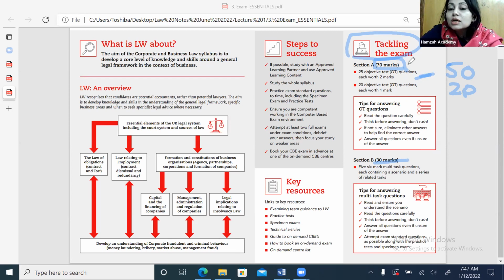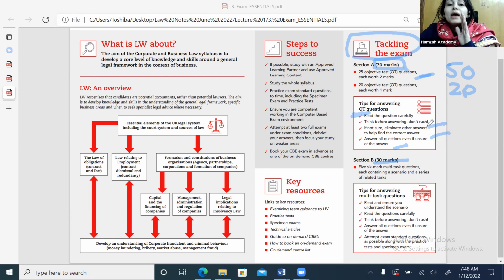What are the tips to solve objective type questions? Read the question very carefully. Think before answering. Don't rush. If not sure, eliminate other answers to help find the correct answer. Answer all questions even if unsure of the answer. The very first rule of attempting your exam is to read the question carefully. Second, do not rush to answer your question. Understand the question, think on it, and then answer the question.